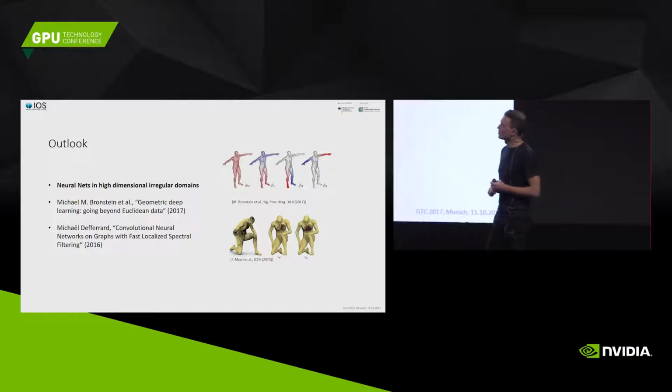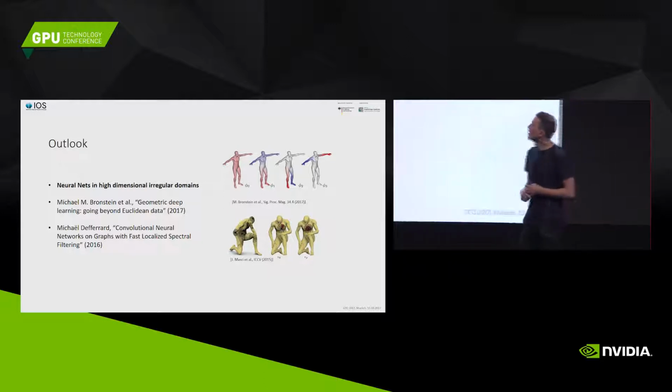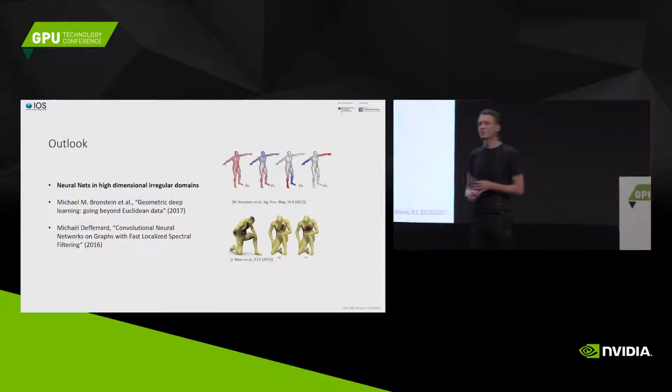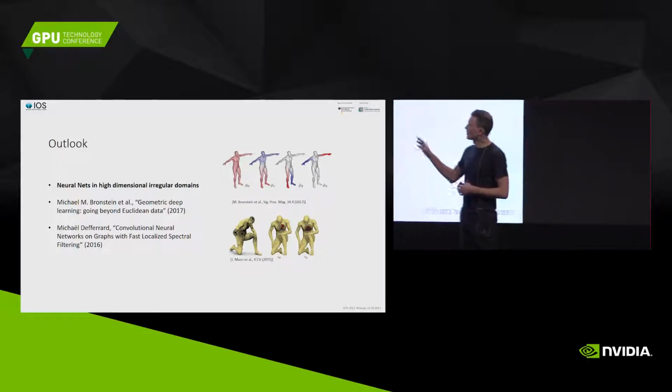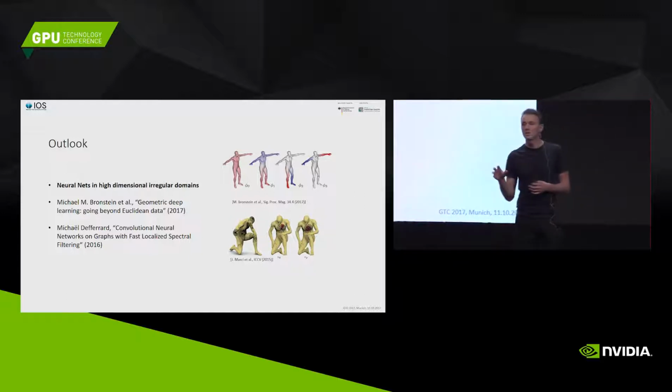And I want to direct you to 2 very great papers. One is by Michael Bronstein, called Geometric Deep Learning: Going Beyond Euclidean Data, which covers most of the spectral domain deep learning. And a very cool paper of last year's NIPS, Convolutional Neural Networks on Graphs with Fast Localized Spectral Filtering, which is convolutional neural nets directly applied onto graphs. And if you think about a mesh, ultimately it's a graph.